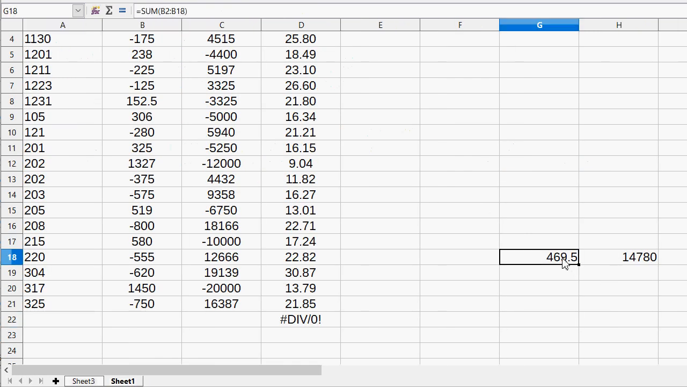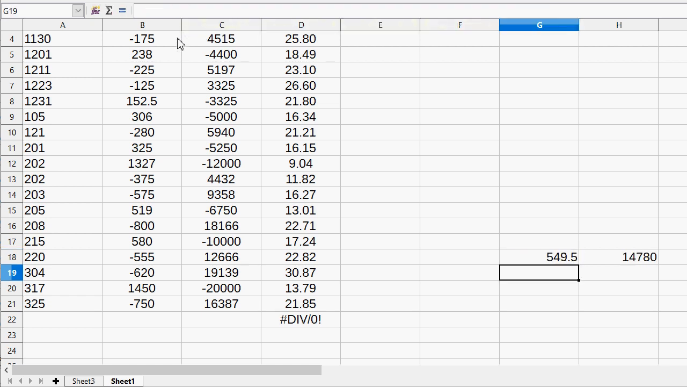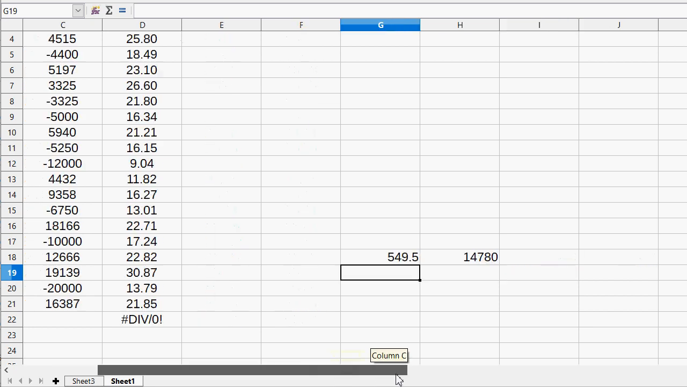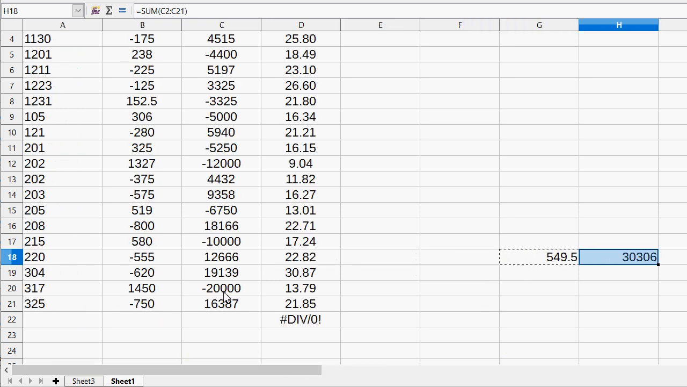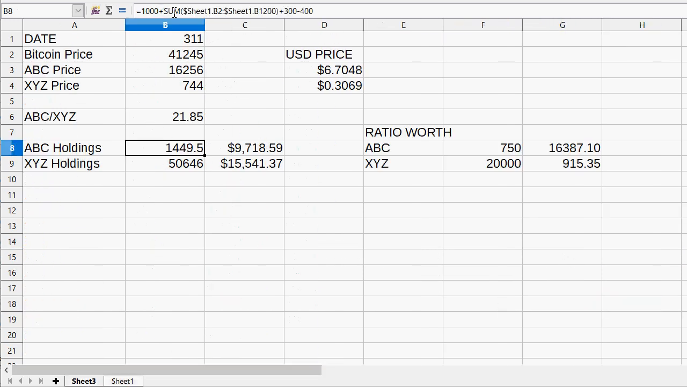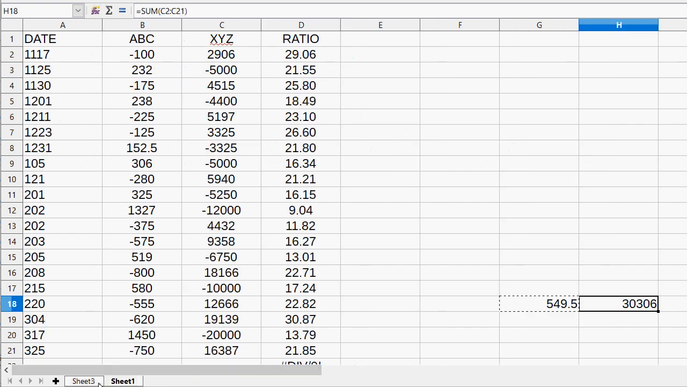Now, if we take this sum down to 18, let's just move this now to 21. So in this case, we'd have a gain of 549 there and a gain of 30,000 here, which, when you consider where you started, you would be doing pretty good. So 550 at 6, 30,000 at 30 cents. It's just part of the game.